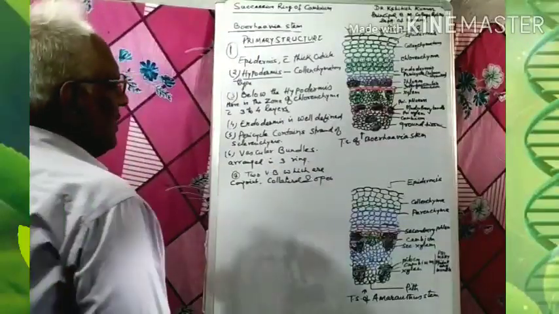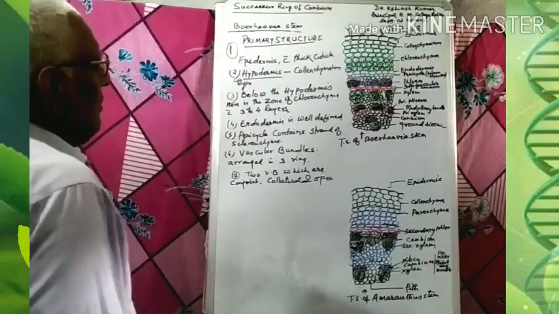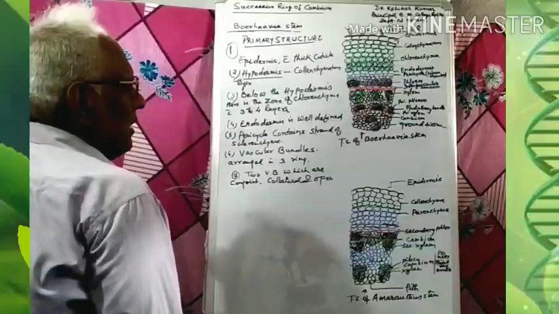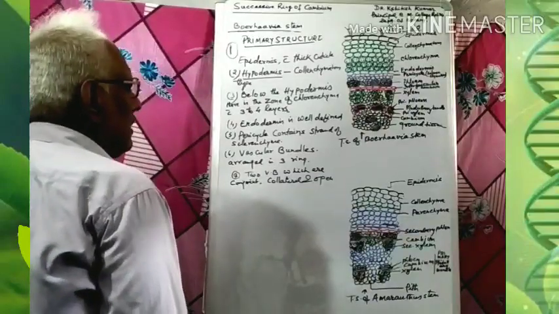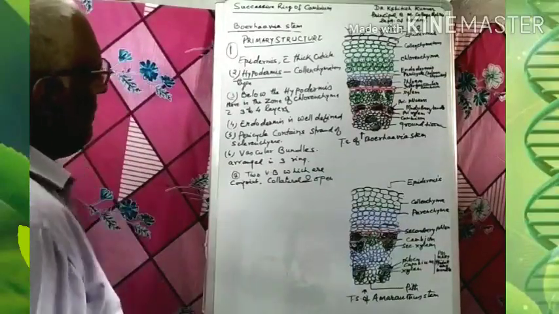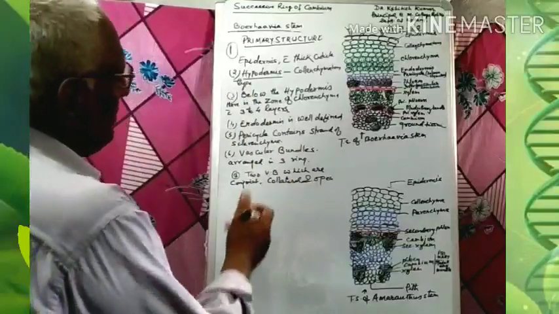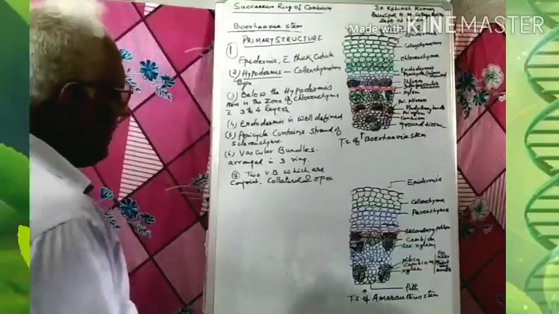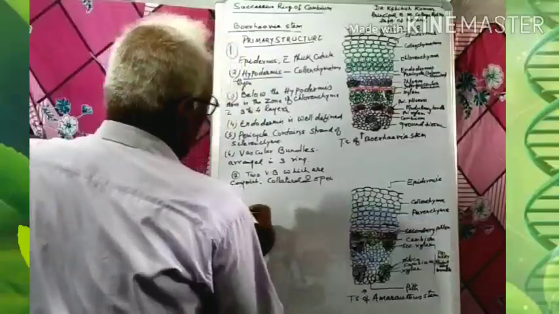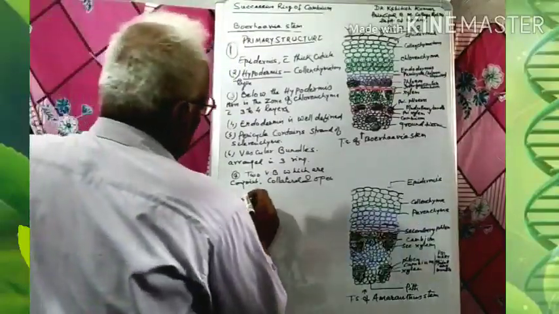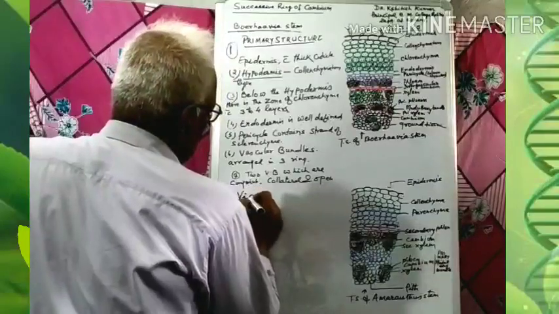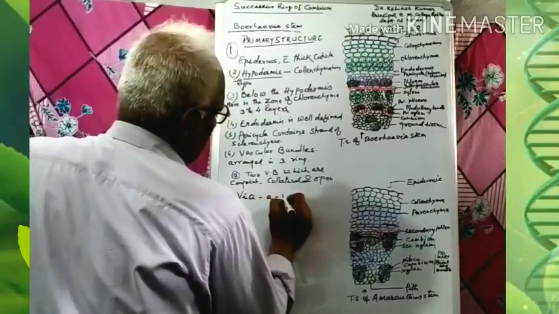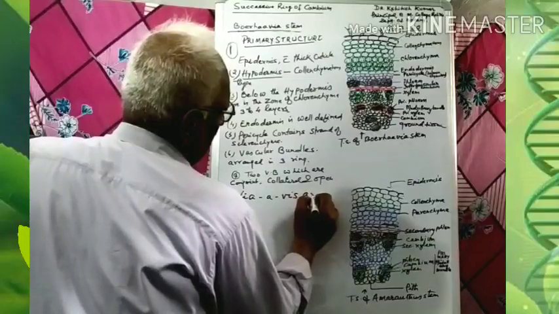Conjoint means xylem and phloem together form the vascular bundle. Collateral means xylem is inward, phloem is outward, and open means a strip of cambium is found between them. So these 2 vascular bundles are in a vis-a-vis arrangement.